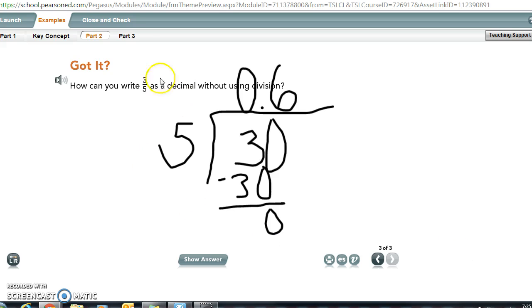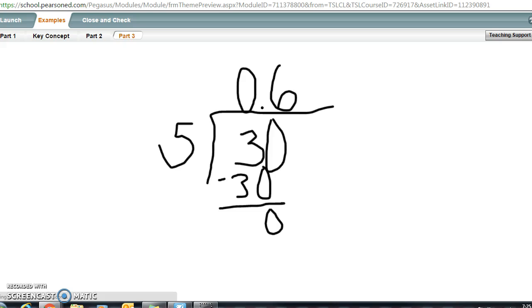So now, how can you write 3/5 as a decimal without using division? I want you to think about that and maybe have one sentence or show me a way on your notes, and I will check that tomorrow. Okay, maybe just write a sentence of what your thoughts are on it. And we're going to go on to part 3.